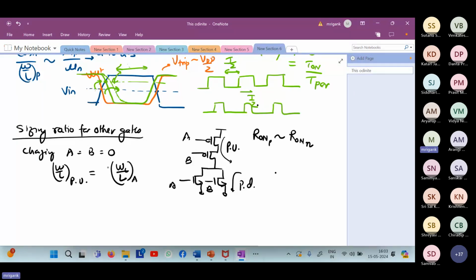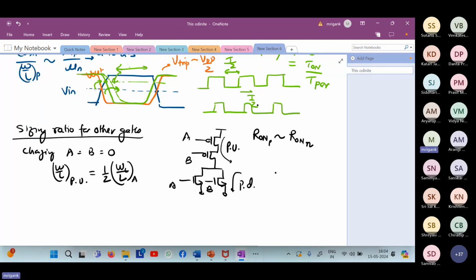Because effectively what is happening is R on of A and R on of B come in series, so overall R on is doubled. Therefore, the conductance is half. Conductance is proportional to W by L. Therefore, W by L effective is 1 by 2 of A and B each. Is that clear? Yes. Yes, hello? Yes, sir.